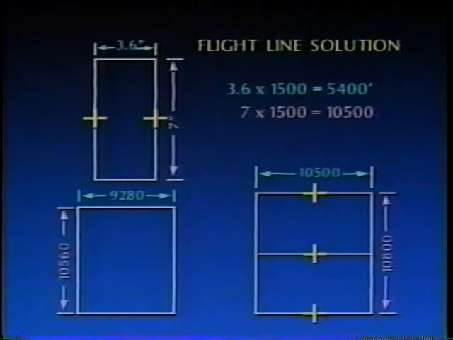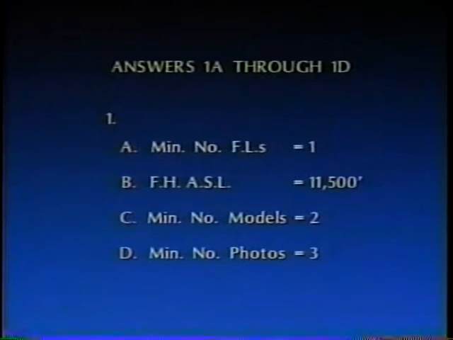So two models flown in the north-south direction will cover an area of 10,800 feet in the north-south direction and 10,500 feet in the east-west direction, adequately covering our mapping limits of 10,560 north-south and 9,280 feet east-west. The answer to 1A is one flight line. The answer to 1C is two models, and since there is one more photo than models per flight line, the answer to 1D is 3 photographs.